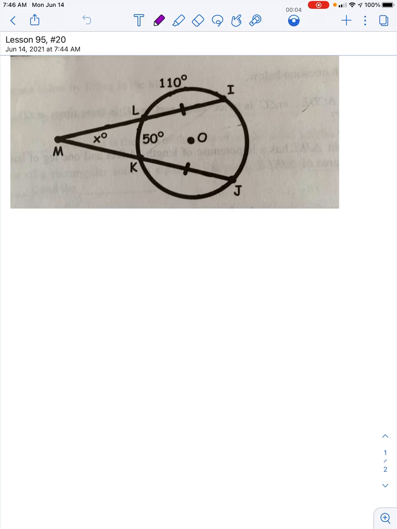Hey Lexi, I'm going to take a look at this problem with you so that you can hopefully finish up lesson 95 today. This is actually lesson 95, number 20. And I wanted to take a look at this with you. It's not as difficult as it might seem. So let's see what we can recall with this.